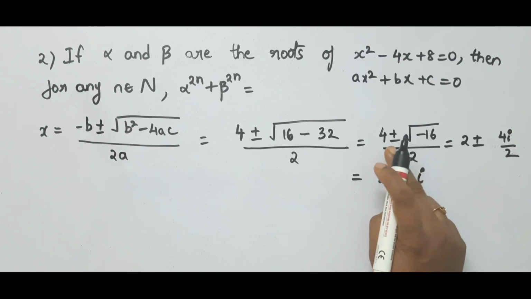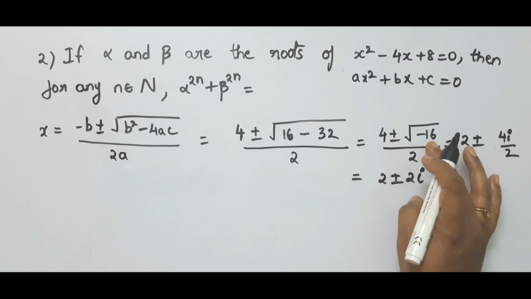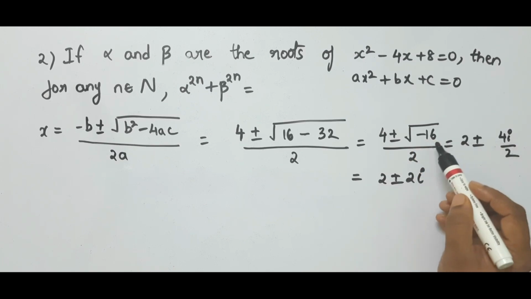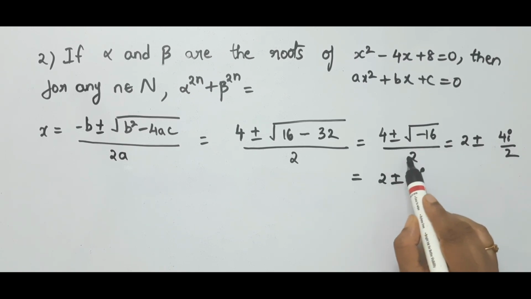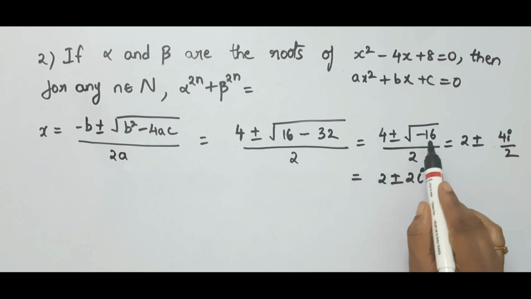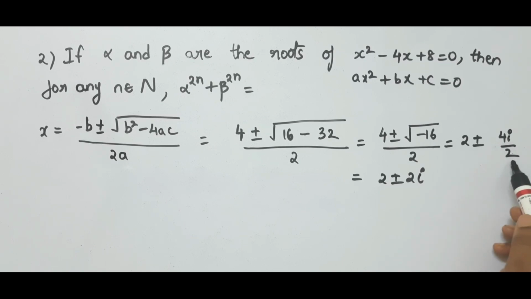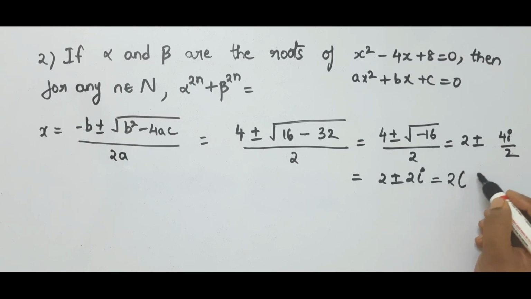Understood? I have just split this. 4 by 2 is nothing but 2, plus or minus square root of minus 16, which is nothing but i square, which is minus 1. Square root of i square is i, and square root of 16 is 4. So 4i by this denominator 2, so this became 2i. I have just split the denominator to both: 4 by 2 and square root of minus 16 by 2. So then I got the value as 2 plus or minus 4i by 2. So this can be written as, if you take 2 common, 1 plus or minus i.